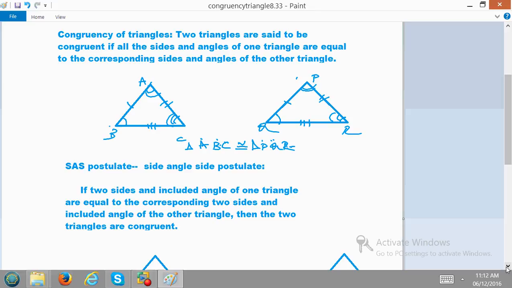So now we will come to the SAS postulate. So this is congruency. We have in general the same definition. For two figures, corresponding sides should be equal and corresponding angles should be equal.